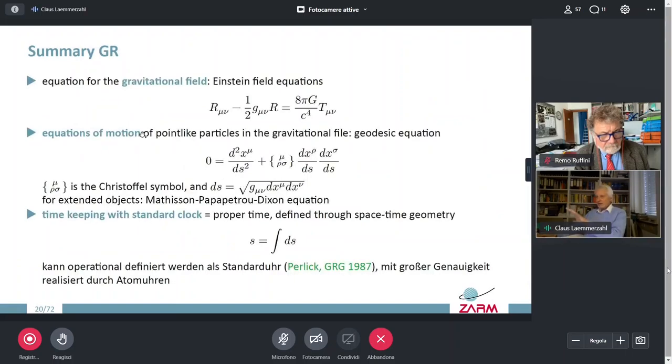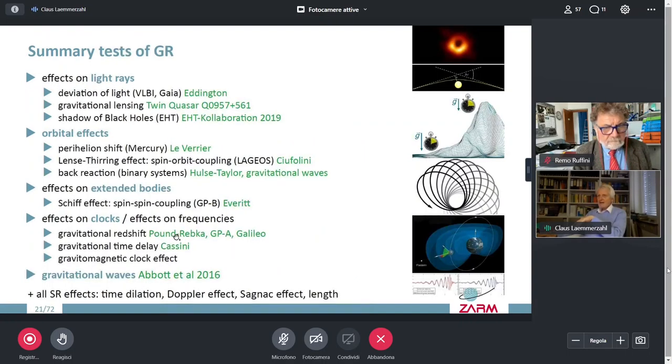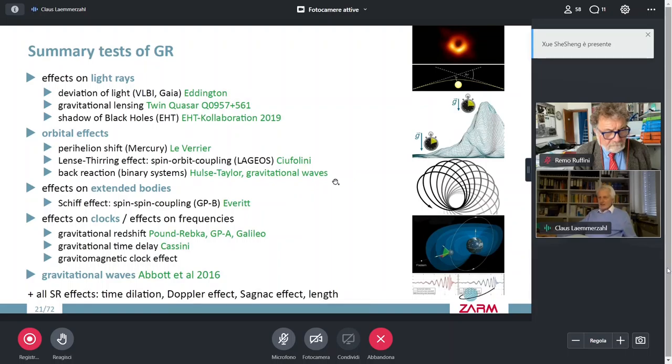Okay, now we have our framework: the Einstein field equation, the equation of motion, and what is proper time. And then we can look at all the effects which are around there. So we have all the light effects, the deviation of light, gravitational lensing, up to the shadow of black holes. We have orbital effects. The first one was the perihelion shift, then the lensing effect, which has been seen by satellite motion, and also the back reaction, which describes the loss of gravitational energy, has been confirmed by means of pulsar observations and gravitational waves.